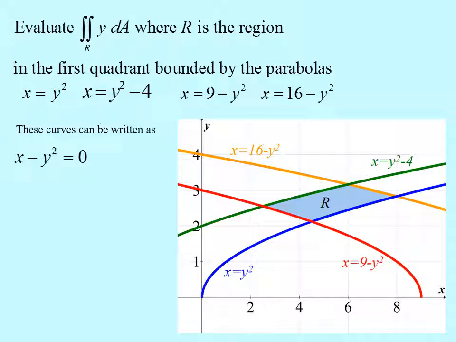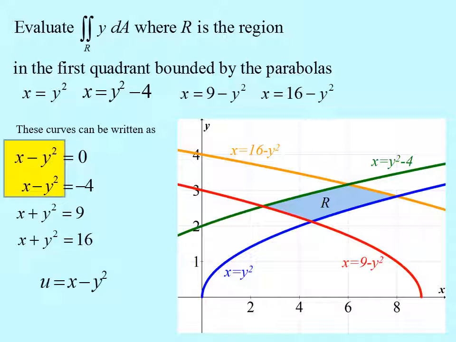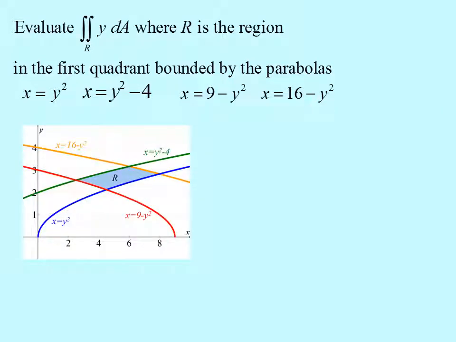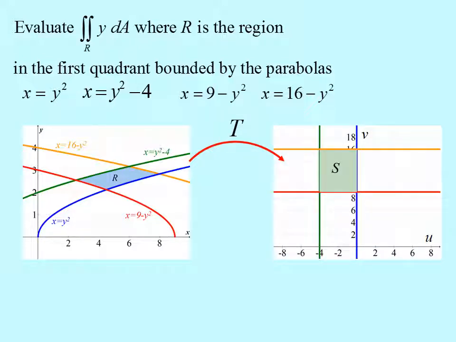So here is another way of writing those equations. Notice how the first two both have an x minus y squared and the next two both have an x plus y squared. So it seems natural that we might do a substitution. Let u be x minus y squared and v be x plus y squared. That would make us going from u equals 0 to u equals -4, v equals 9 to v equals 16, which would give us a region that looks like this.